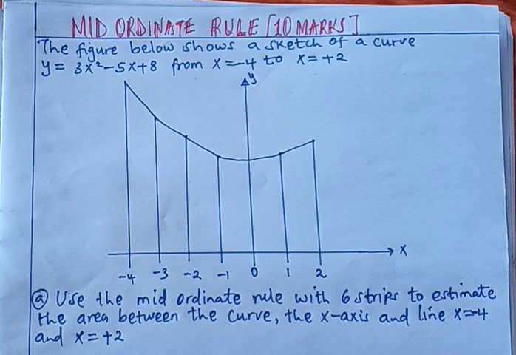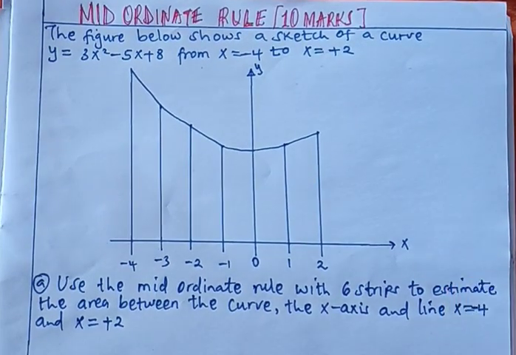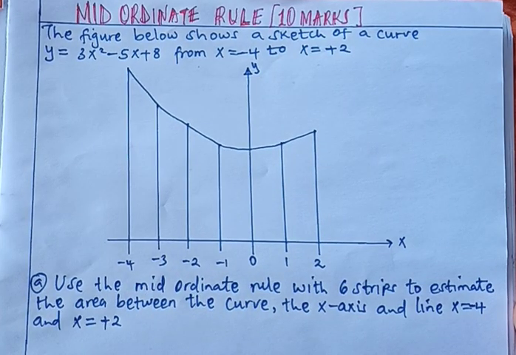This presentation is going to cover the mid-ordinate rule, and then we proceed to the arithmetic progression. We have the question before us, and we are supposed to use the mid-ordinate rule with 6 strips to estimate the area between the curve and the x-axis. The range of x values is from -4 all the way to +2.